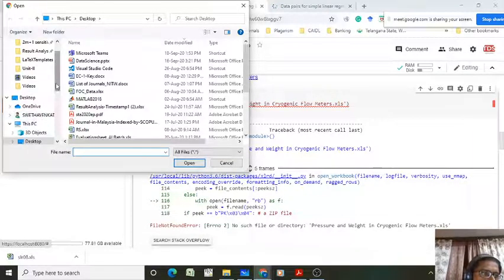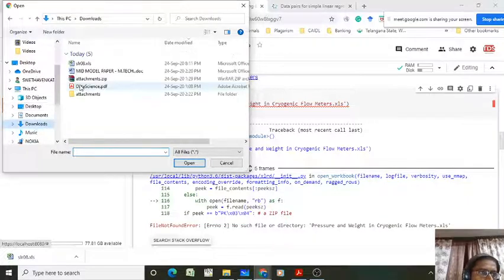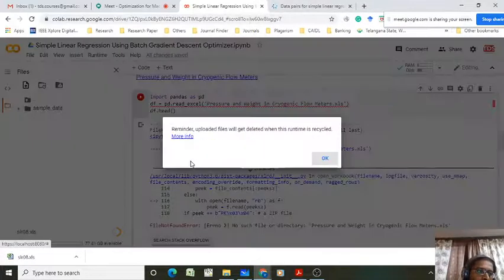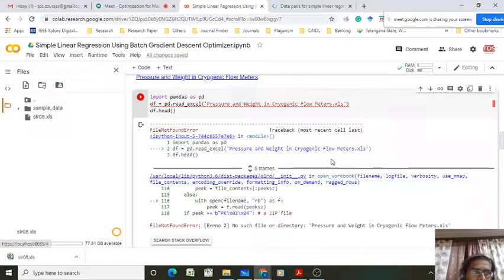And go to downloads. Upload. Fine. Now run it. Still getting error, right? Why? Still I am getting error even though I uploaded.